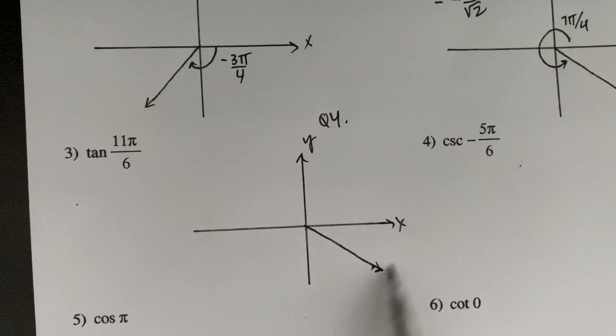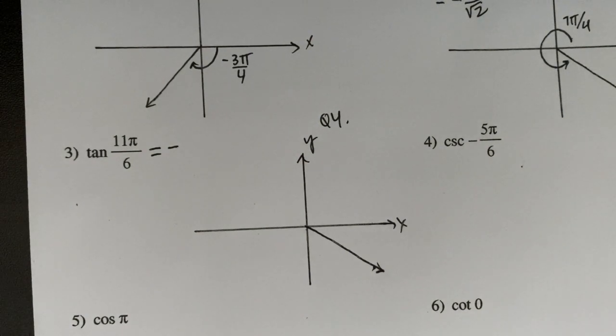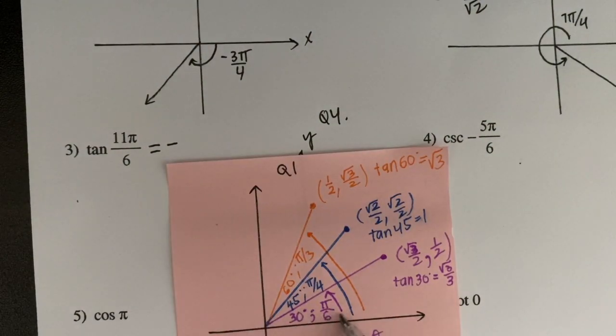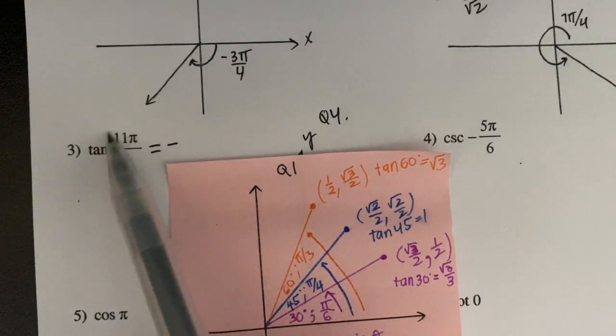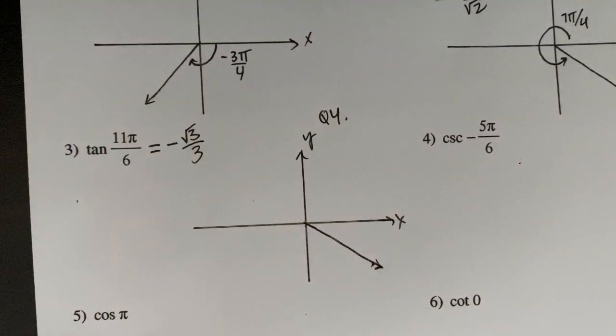So we know that in quadrant 4, only cosine and secant will be positive. So we know our answer is going to be negative. Now let's refer to our reference angles. When your angle is a multiple of pi over 6, or when your angle in radians has a 6 in the denominator and it's in simplest form, then its tangent value will be root 3 over 3. So we get an answer negative root 3 over 3.